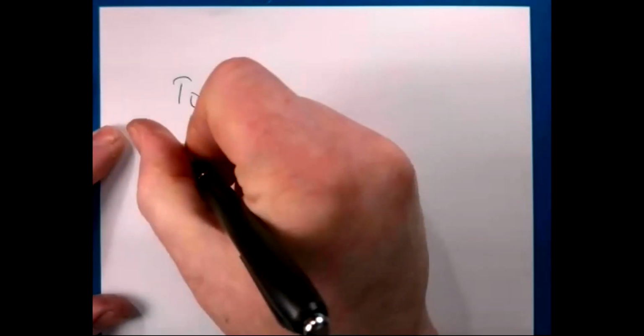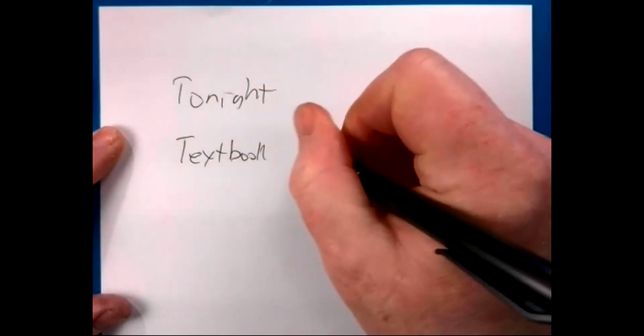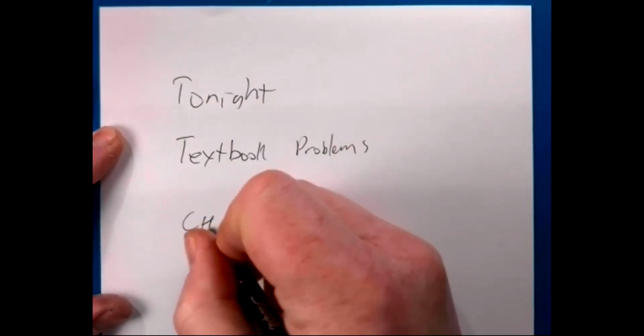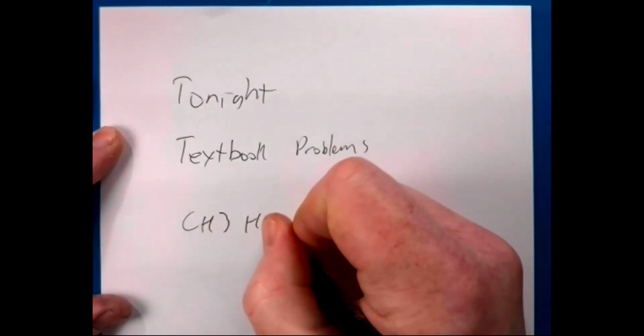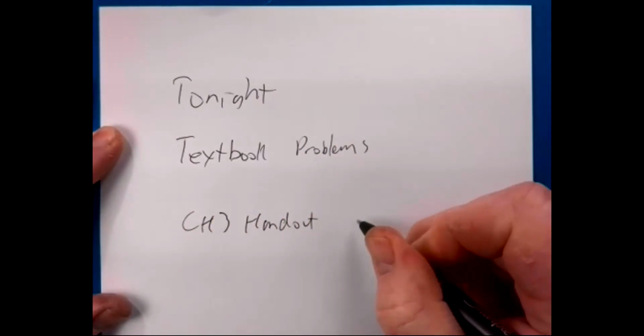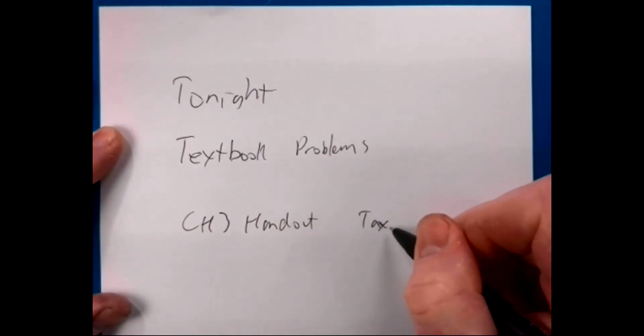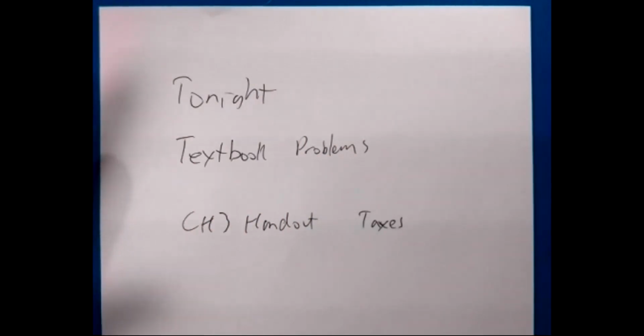We're going to do some textbook problems. And then we're going to continue in the chapter 3 handout. And we're going to do the taxes. See how taxes affect the break even. Okay. So the problem we're going to be doing in the book is 331.